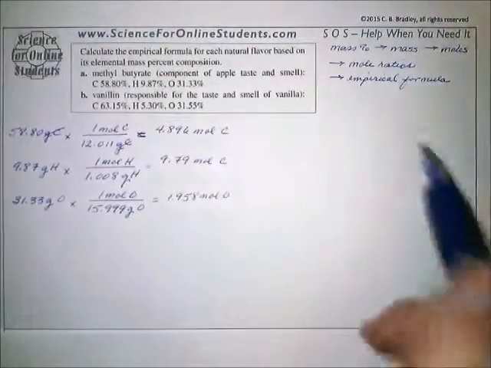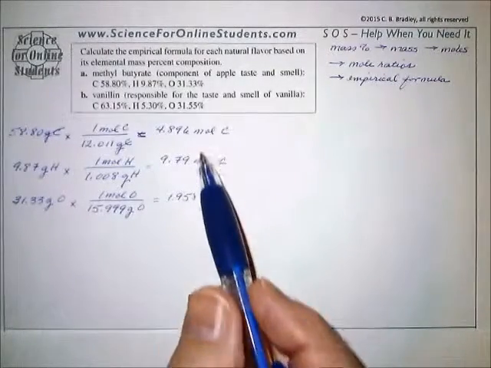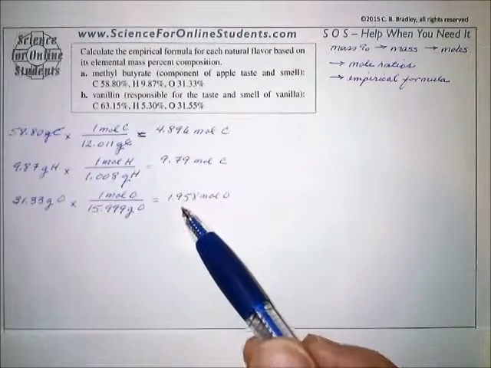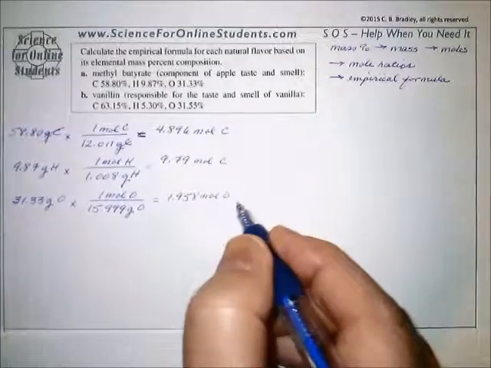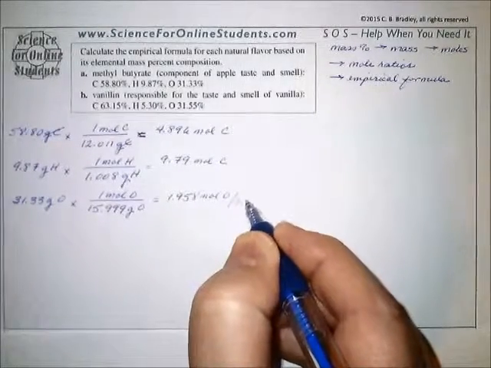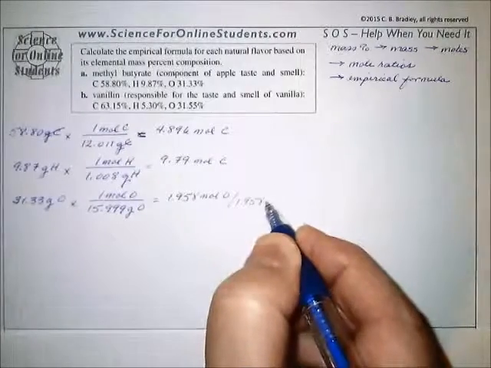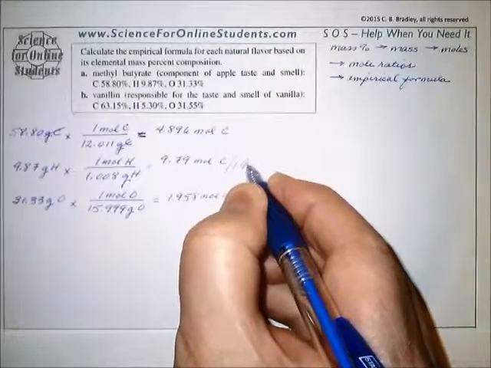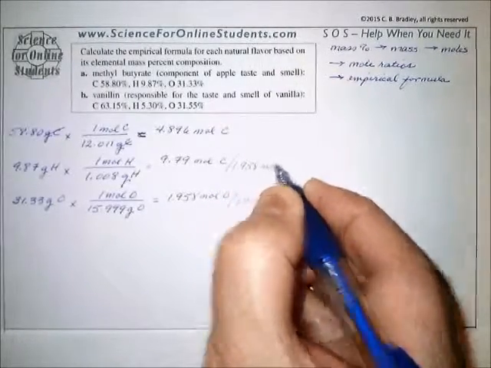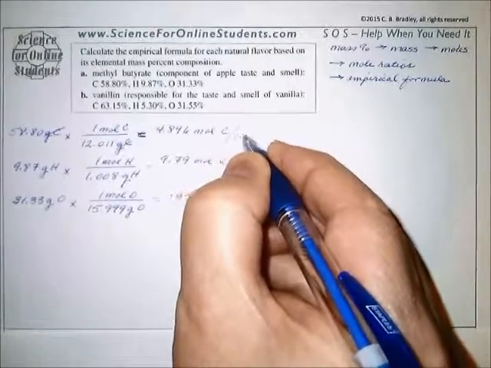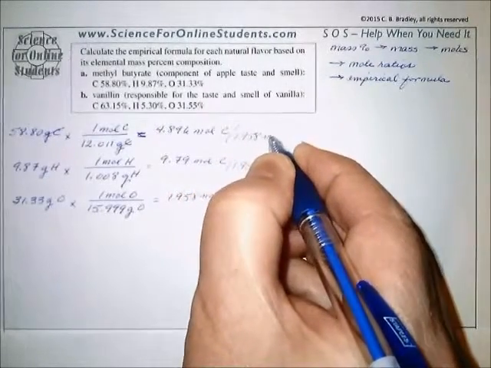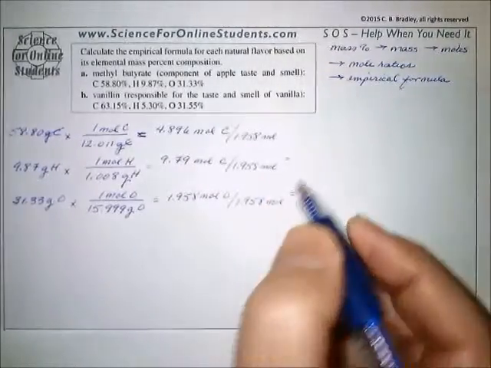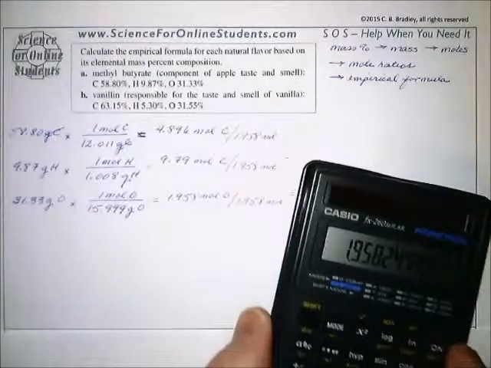The next step is to find the mole ratios. So we divide the number of moles by the smallest number of moles in this collection, and that's going to be 1.958. So if we divide by 1.958 moles, and we divide this one by 1.958 moles, and we divide this one by 1.958 moles, this is obviously going to be 1.